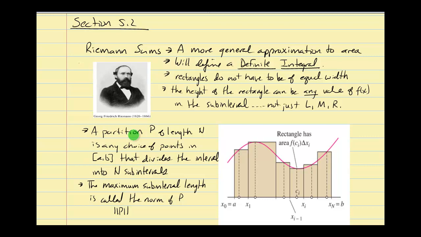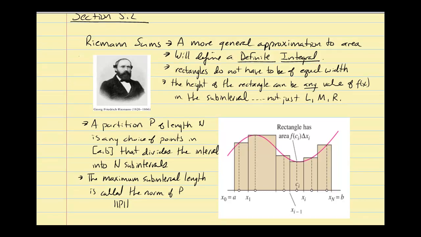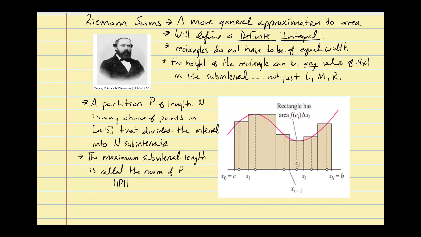A couple of things change from the left, right, and midpoint approximations in section 5.1 to Riemann sums. First of all, for a Riemann sum, rectangles don't have to be of the same width. And also, instead of having to plug in a left, mid, or right endpoint to find the height of our function, we can plug in any value we want in the subinterval, or the width of the rectangle. So I have a lot fewer restrictions to work with in the Riemann sum.